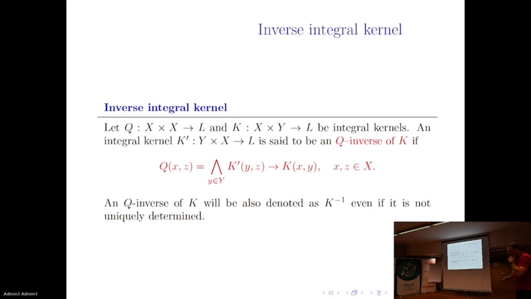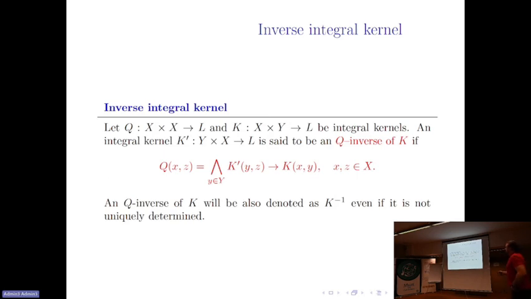Now, the question is, what is an inverse integral kernel? Because we have a kernel, and what is its inverse? The first thing we have in our mind is that this is like the transpose kernel, but it can be something more general than the transpose kernel. Yes, it can be introduced as Q inverse of K. If I have some Q, then K integral kernels, Q is on X. An integral kernel Q prime is said to be Q inverse of K if this equality holds.